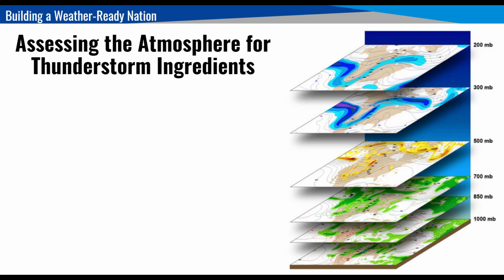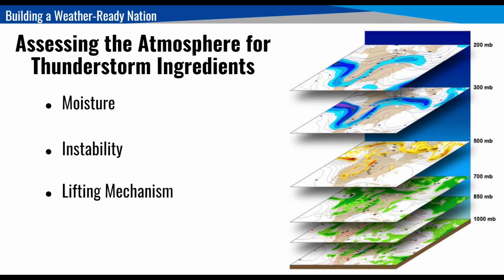So what exactly are the 4 different ingredients we look for when assessing the atmosphere for thunderstorms? Number 1 is moisture. The second one is instability. Third, we are looking for a lifting mechanism. And lastly, we are looking for wind shear. I'm going to take you through each of those components over the next couple of slides.